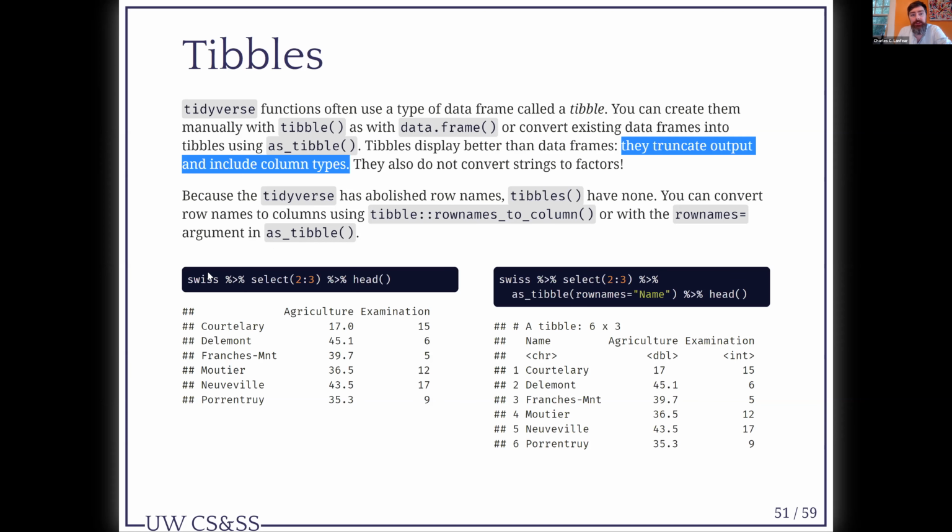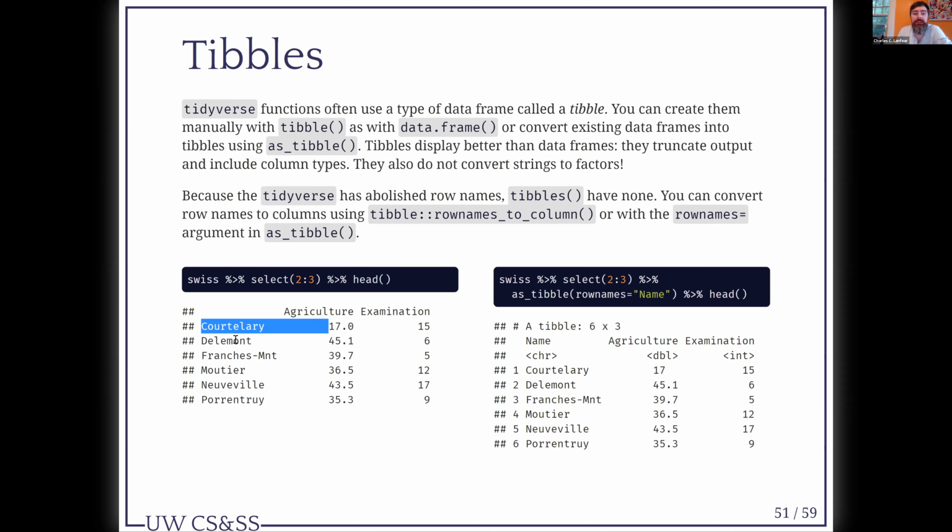So if I take, for instance, the Swiss data set, select columns 2 through 3 and get the head, this is not a tibble. We see agriculture and examination. These are row names over here, because in the Swiss data set, the different provinces or cantons of Switzerland are listed as row names, okay? The equivalent output over here as a tibble shows agriculture, tells you it's a numeric variable, that is a double. Examination is an integer over here. It says it is a tibble data type with 6 rows and 3 columns, so it conveys more information.